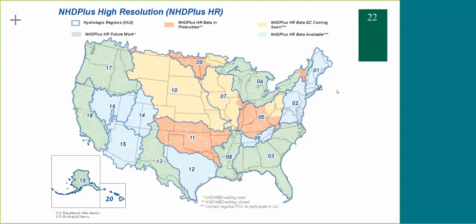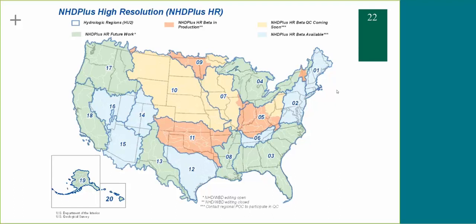In the green areas that you see on the map, this is where we'll be producing NHDPlus high resolution data at a later date. So these areas are currently open for NHD and WBD editing. For those of you who are on the phone, if you're a part of our stewardship community and you have edits that you'd like to incorporate into the source data so that we can have that in the NHDPlus High Resolution product, these are the areas where we would highly encourage you to start performing that work.